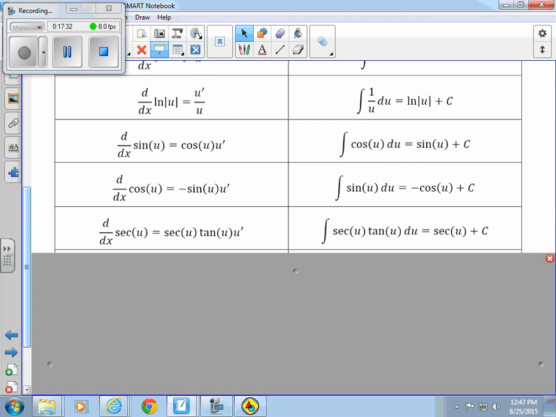I'm doing derivatives. The derivative of secant u is secant u tangent u. So the antiderivative of secant u tangent u is secant u plus c.